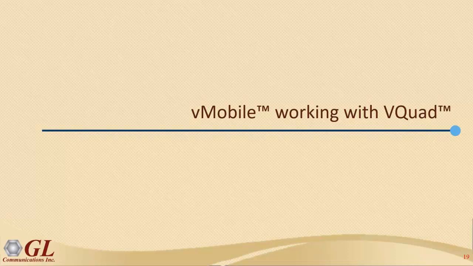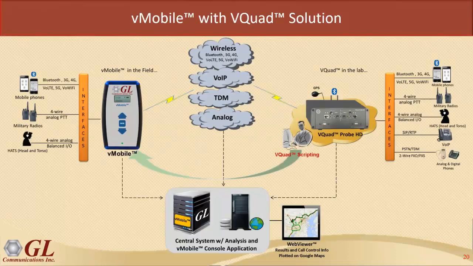Or it could be vMobile to VQuad. So a VQuad could be sitting at the far end, and now we're making calls to the VQuad. As you can see in this picture, we've got the vMobile on one side and the VQuad on the other side. Now we're connecting on the vMobile, whether it's a mobile device, a mobile phone, a mobile radio, or just a headset to whatever device you want. We're then able to generate traffic into whatever cloud you want.